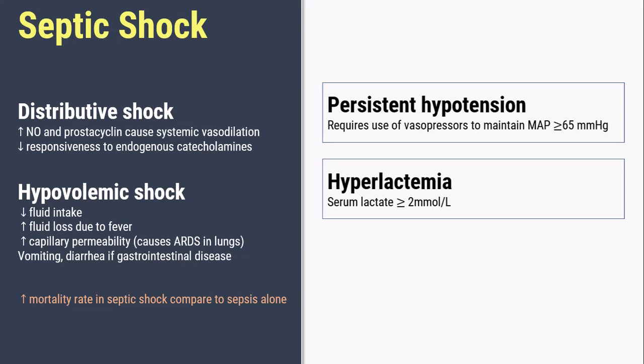This can be attributed to increased fluid losses due to fever, vomiting, and diarrhea if gastrointestinal disease is present, and the endothelial injury which causes increased capillary permeability and extravasation of intravascular fluid. This increased capillary permeability is responsible for the acute respiratory distress syndrome in the lungs. Septic shock has a significantly higher mortality rate and requires rapid recognition and intervention to prevent organ failure and death.